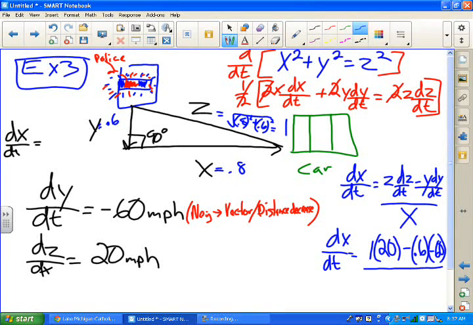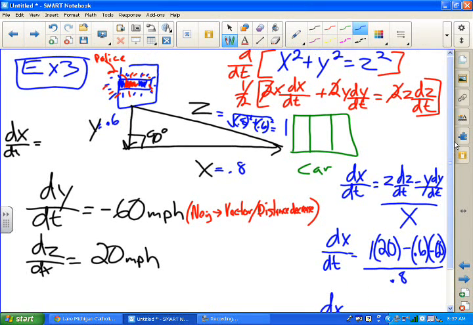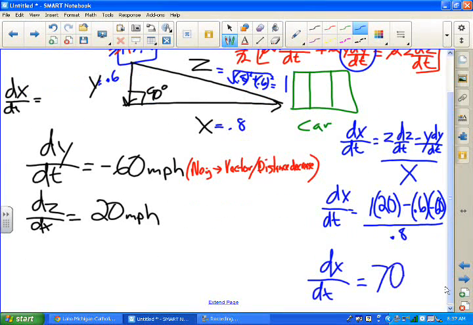When I plug all those numbers in, I get that the rate of change dx/dt, in other words the change in distance of the car, is 1 times 20 minus 0.6 times negative 60, all divided by 0.8, which gives me 70 miles per hour. So that car was going 70 miles per hour. He was going pretty fast. And that's pretty much it for related rates of change.